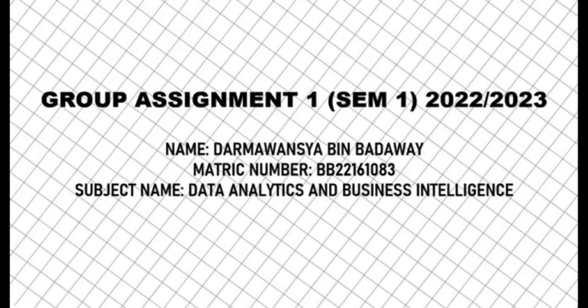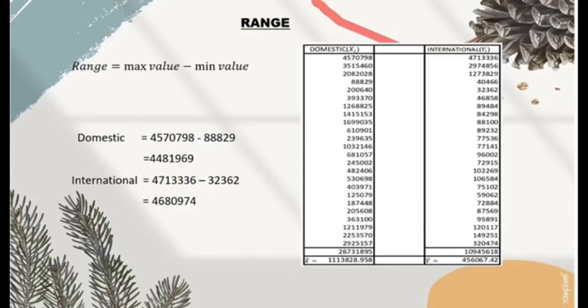Today, I would like to present my topic, which is Part 4, calculate and compare measures of dispersion in each dataset. First of all, to find the range, we need to know the format of the range, which is the large amount minus the small amount for each data. That is, the range is equal to the maximum value minus the minimum value for domestic and international data.